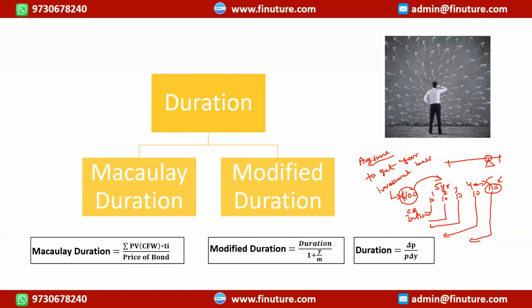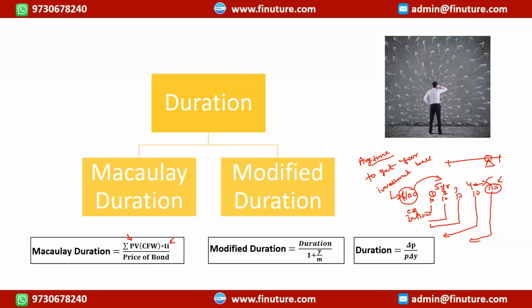And how it is calculated: as I said, this 10 has to be a PV. So you have to calculate the present value of it, and the weight of this would be like these are your weights. It's first year, second year, so these are your t's, and you take the product of these and divide it by the price of the bond. That will give you the Macaulay duration.